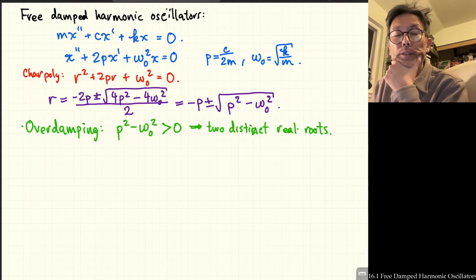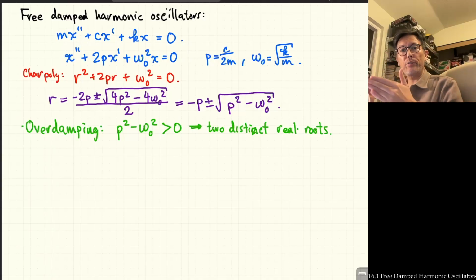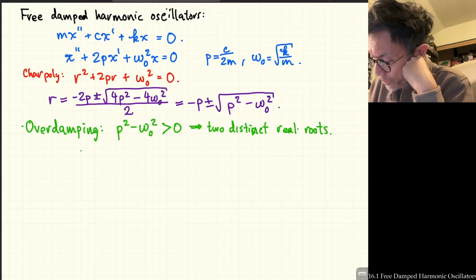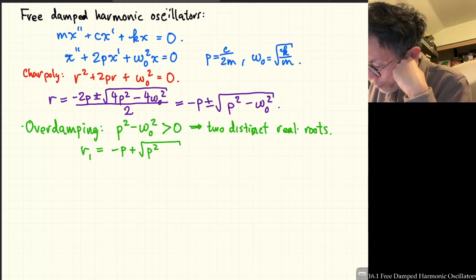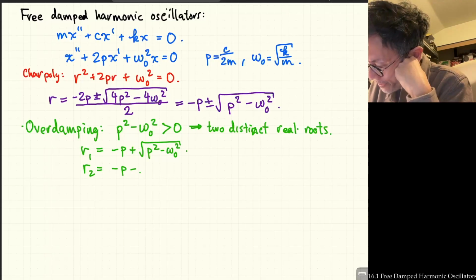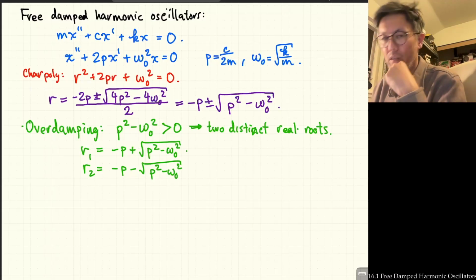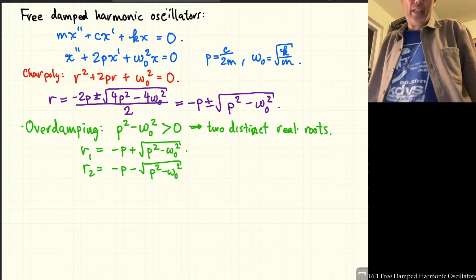All right. Neat. And let's think about these roots, okay? The first root, I'll call it R1, is going to be negative p plus the square root of p squared minus omega naught squared. And the second one I'll call R2. That'll be negative p minus the square root of p squared minus omega naught squared. Now, can we say anything about these roots? And yeah, I think we can.